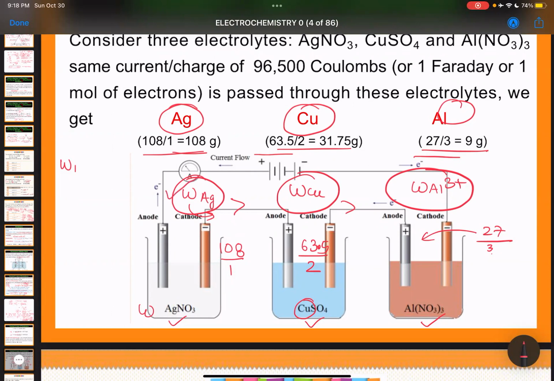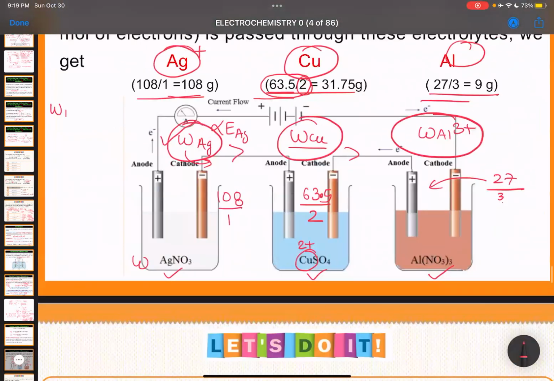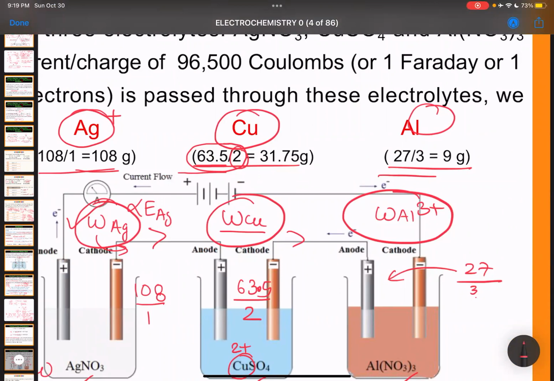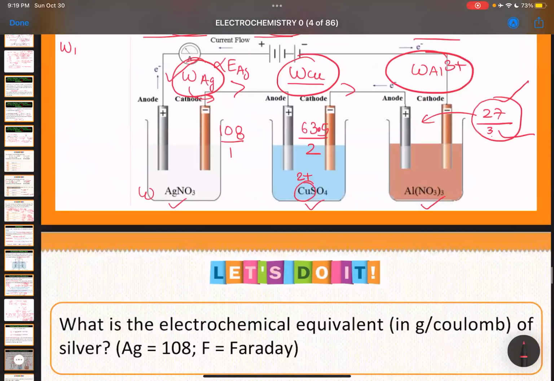So the mass of silver deposited is directly proportional to the equivalent mass of silver, which is 108 by 1, because silver is +1. The mass of copper deposited is directly proportional to the equivalent weight of copper, which is 63.5 by 2. This is the molar mass, 63.5, and 2 is the charge on copper. Copper is +2. And the mass of aluminium deposited will be directly proportional to ZIT. IT is the same in all three, cancel out. Z equal to E by F, F is common, F cancelled out. So you are left with the equivalent weight of aluminium, that is molecular weight by its charge 3. Okay, so this is what we discussed last time.